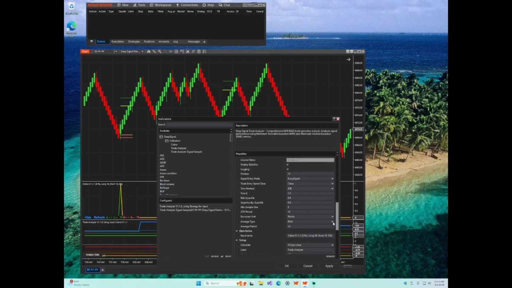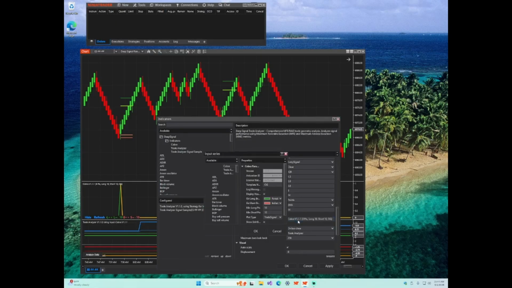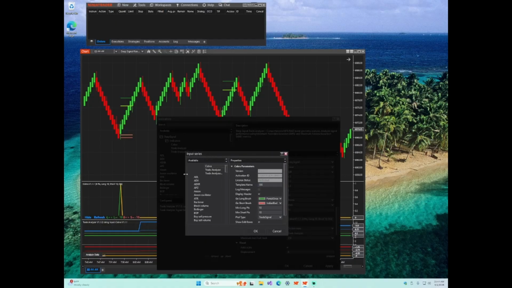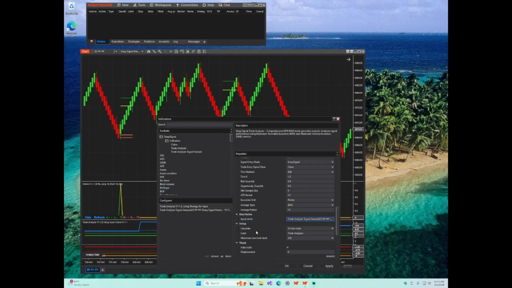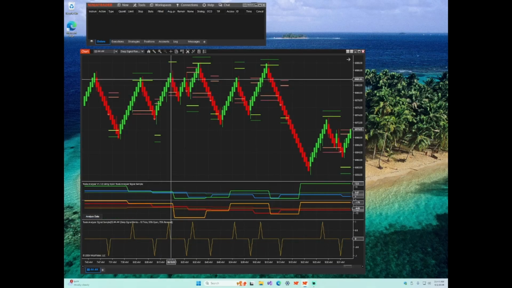Next, we will assign the Trade Analyzer signal sample as input to Trade Analyzer, so that anytime Trade Analyzer signal sample sets a value of 1 to the plot, the Trade Analyzer will mark that as a long trade. Or if the Trade Analyzer signal sample sets a value of -1, it will be marked as a short trade. On the chart, here are our familiar profit target and stop-loss lines we saw using Cobra as input.